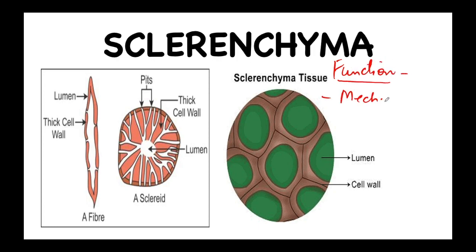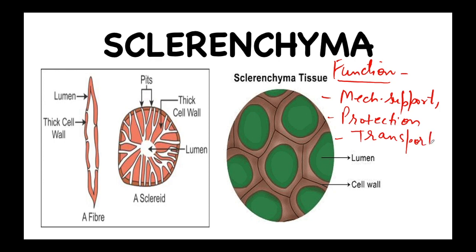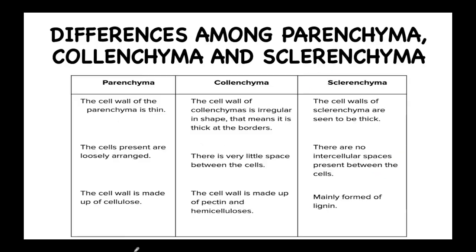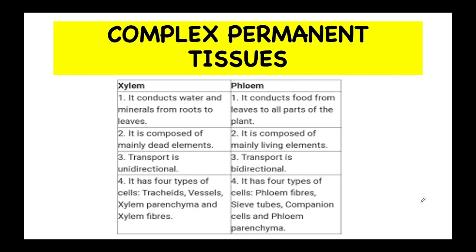Now come to the function of sclerenchyma tissues. Sclerenchyma tissues provide mechanical support to the plant. They also provide protection. They also help in transportation of both water and nutrients. So these are the differences among parenchyma, collenchyma and sclerenchyma based on their structures, and these differences we have already discussed.